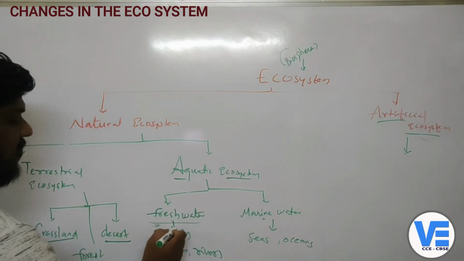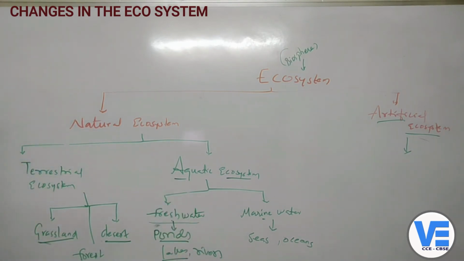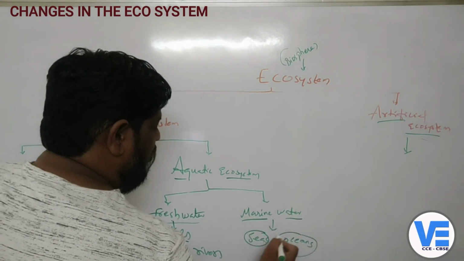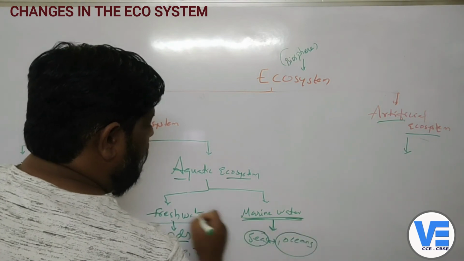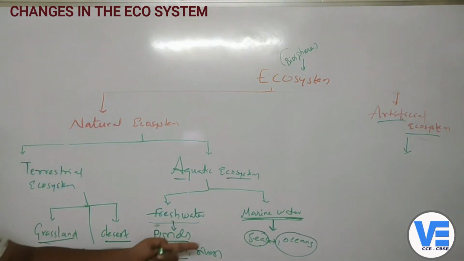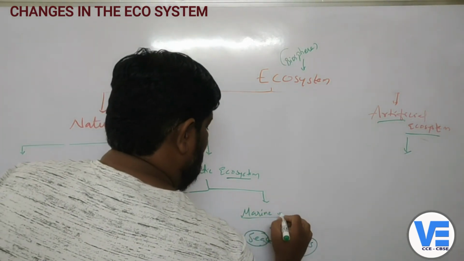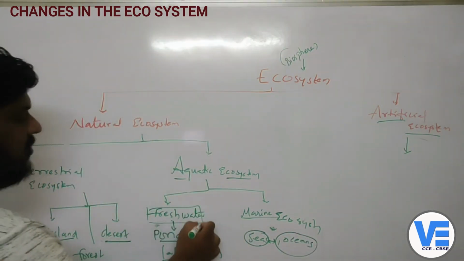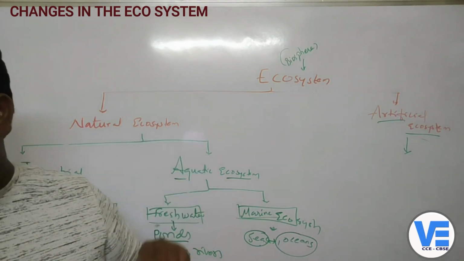In the freshwater ecosystem, you can take the pond ecosystem, lake as an ecosystem, and also rivers as an ecosystem. Whereas in the marine water, seas are a different ecosystem and oceans are also a different ecosystem. So this comes under the marine water ecosystem. So here freshwater ecosystem and here marine ecosystem. So this is about the ecosystems, right?